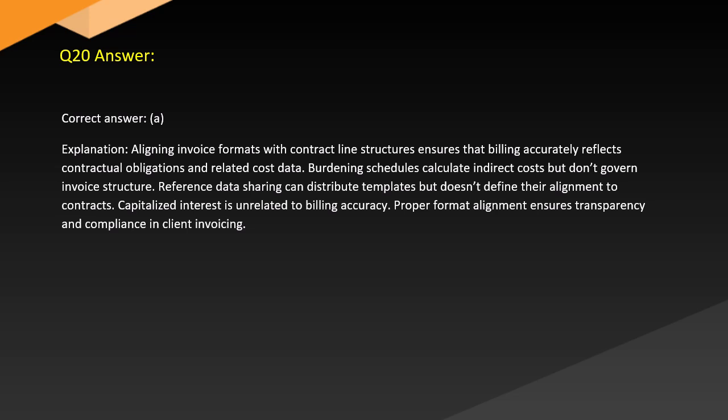Answer. Correct answer: A. Explanation. Aligning invoice formats with contract line structures ensures that billing accurately reflects contractual obligations and related cost data. Burdening schedules calculate indirect costs but don't govern invoice structure. Reference data sharing can distribute templates but doesn't define their alignment to contracts. Capitalized interest is unrelated to billing accuracy. Proper format alignment ensures transparency, compliance in client invoicing.